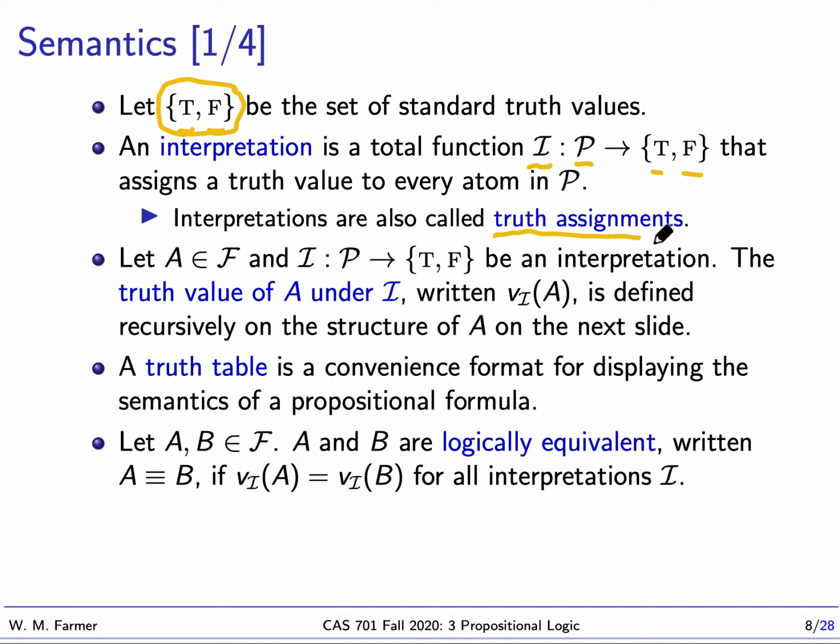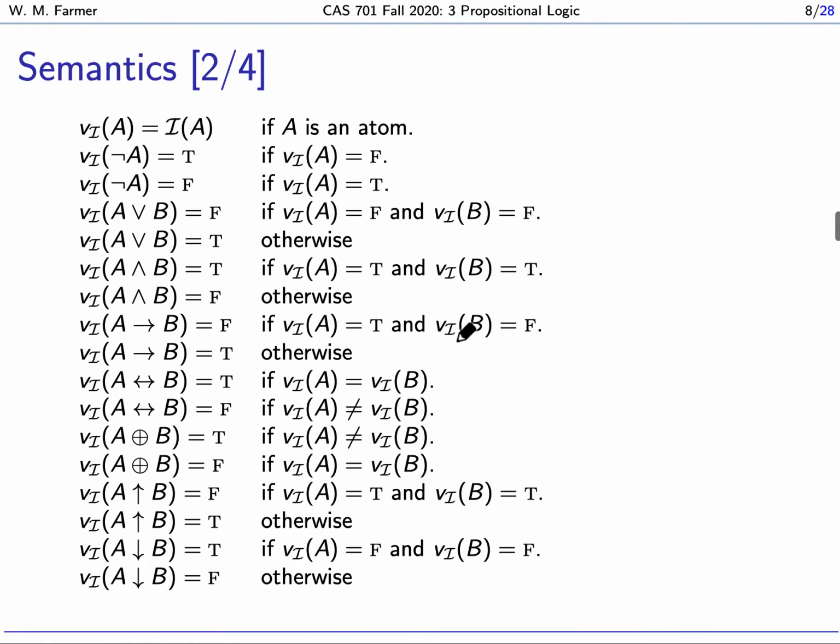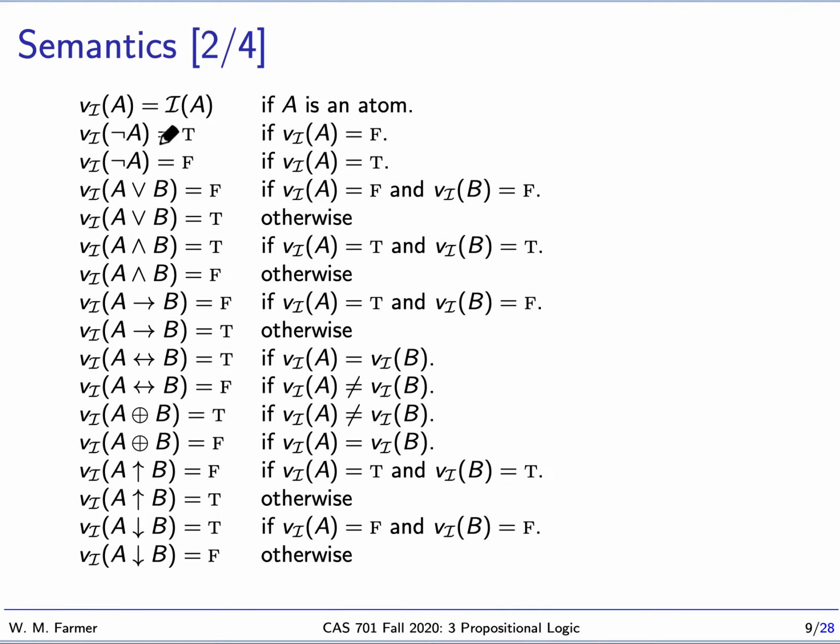Okay, so now let's say we have a formula and we have an interpretation. And we're going to define the truth value of A under this interpretation, which we write like this. D sub I of A. So this is going to be the value of A under I. And this is defined recursively on the structure of A. And it's defined in the next slide. Here it is. It's a long definition because we have a lot of different Boolean operators or logical or propositional connectives. But basically, we have a bunch of rules.